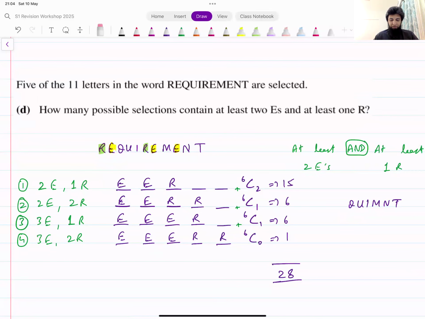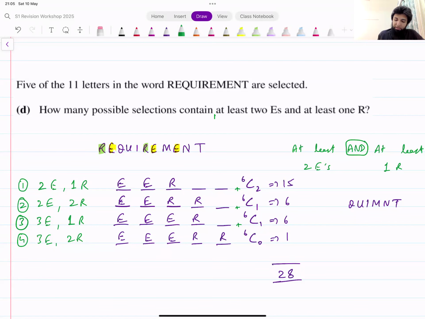Let's consider this. 5 of the 11 letters in the word REQUIREMENT are selected. How many possible selections contain at least 2 E's and at least 1 R? Okay, how do we think about this? Again, we're talking about selections, combinations. We've got repeated letters here. Some letters are repeated, so we have to make cases for whatever are the repeated letters. Which letters are repeated? R's are repeated and E's are repeated. So we have to make cases for them.